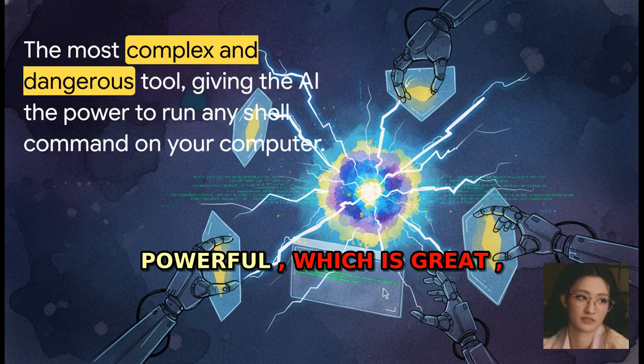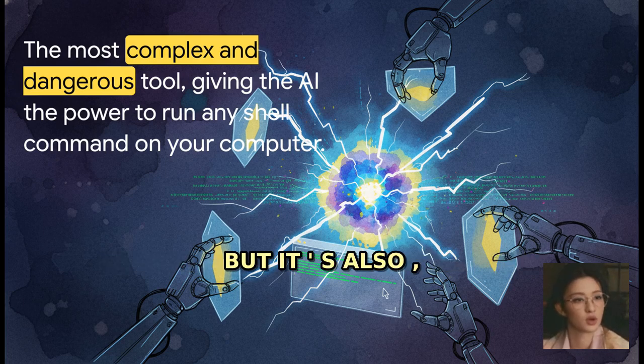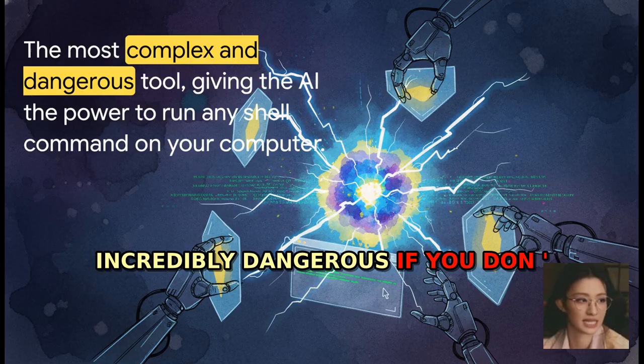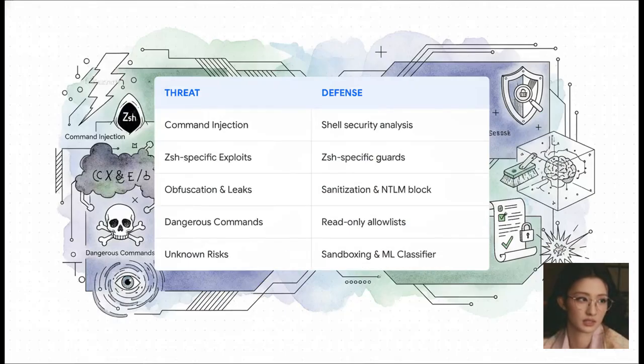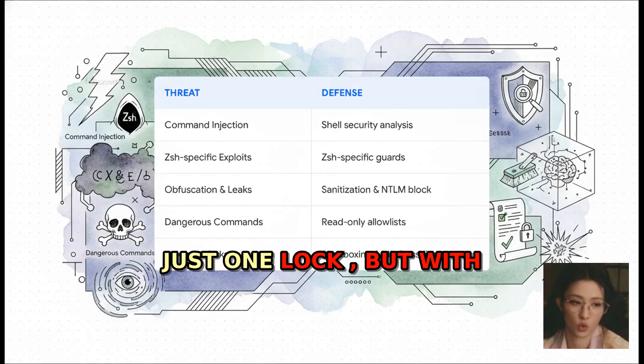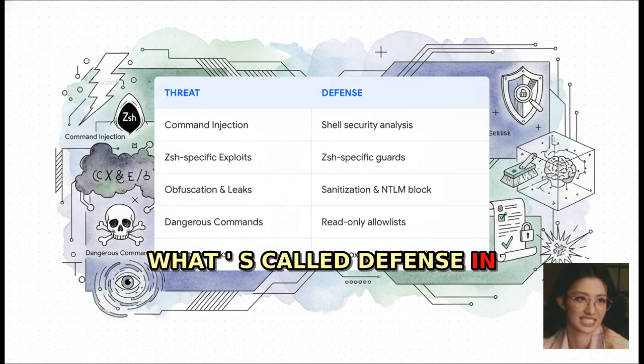This is the tool that lets the AI run shell commands. It is incredibly powerful, which is great, but it's also, as you can probably guess, incredibly dangerous if you don't handle it with extreme care. So how'd they solve this puzzle? Not with just one lock, but with what's called defense in depth.